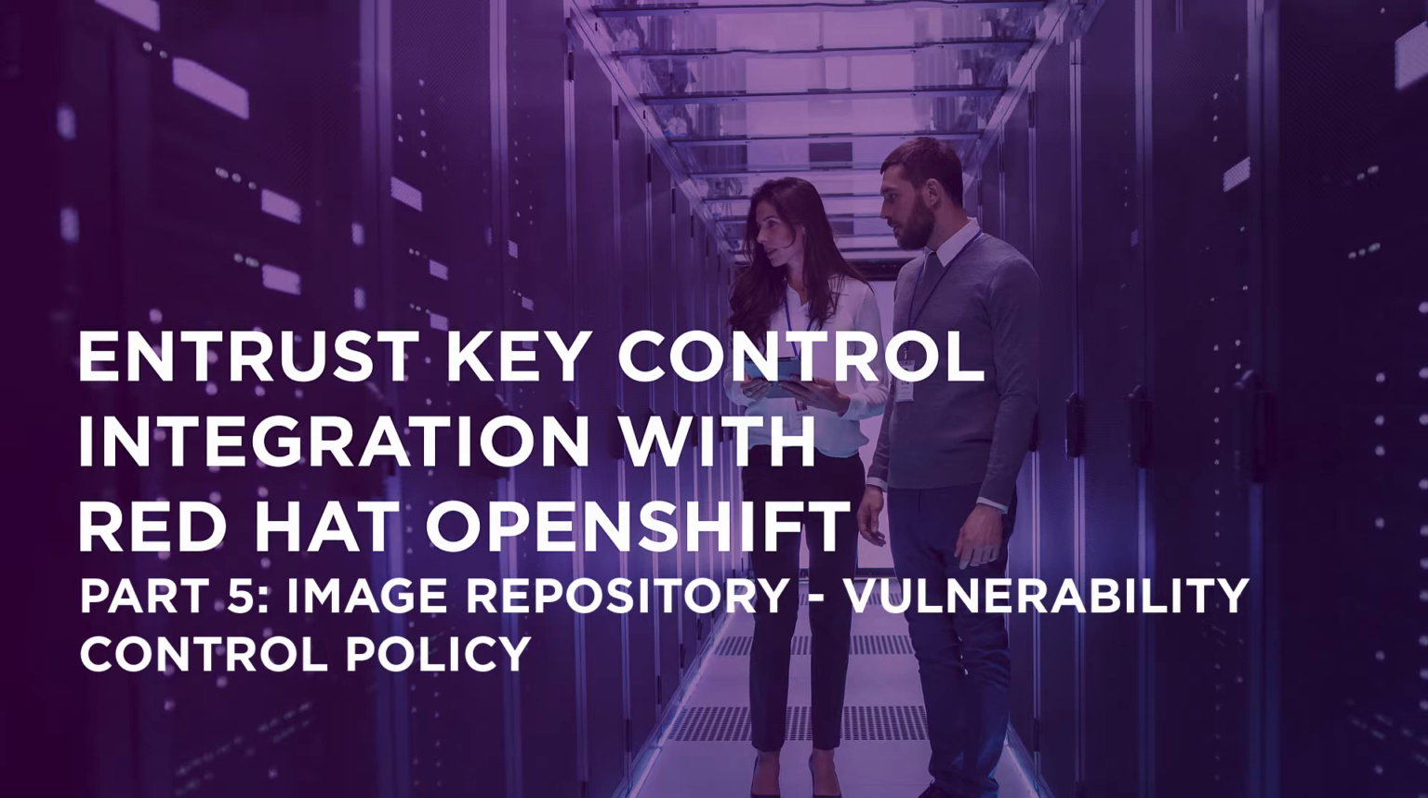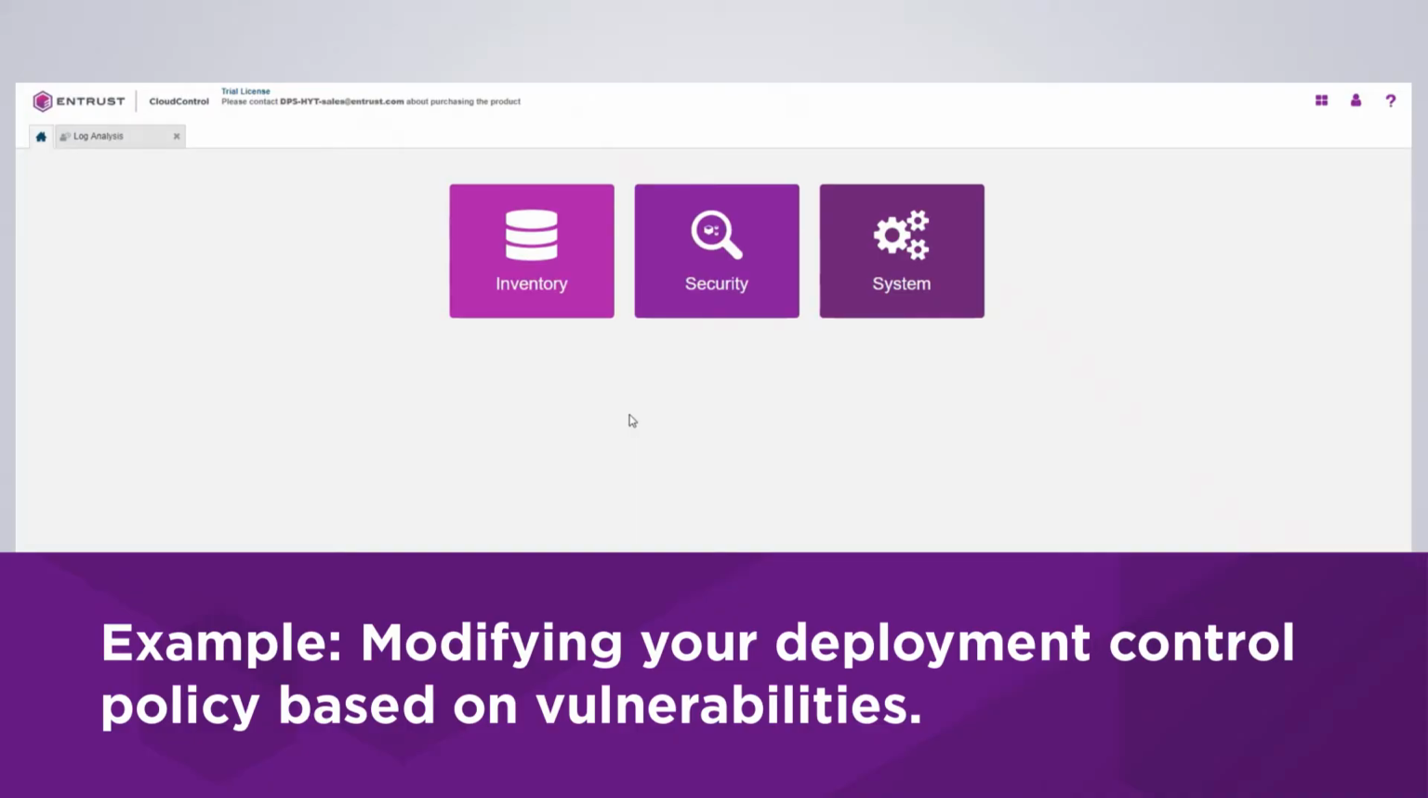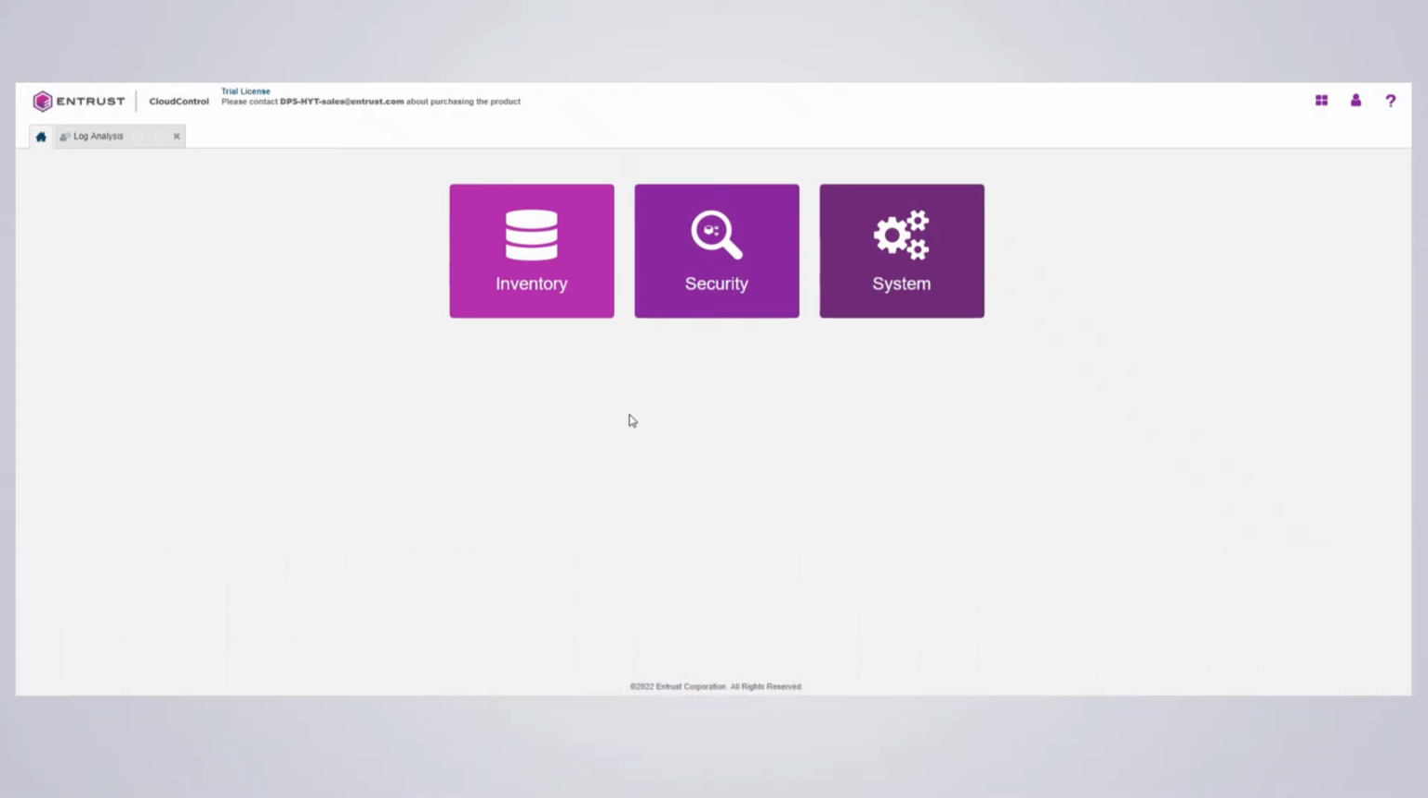Our next example is going to be an image deployment control policy that's based on how many vulnerabilities an image has. So we're going to tailor the policy so we're not going to allow any images that have more than 30 low vulnerabilities, for instance.